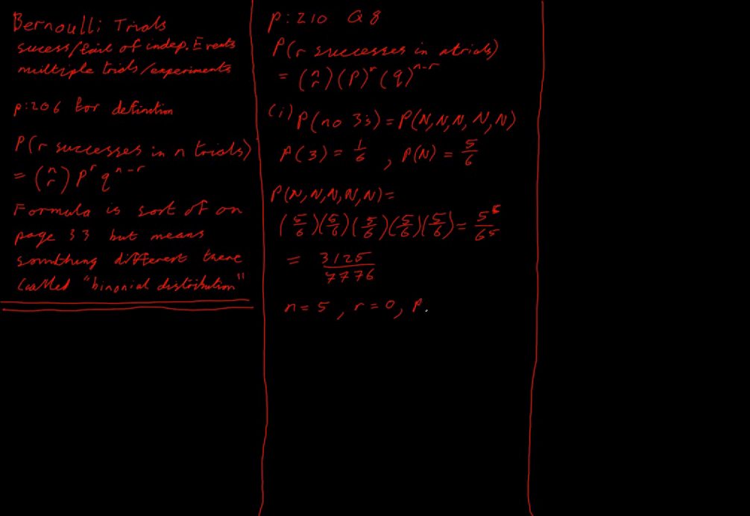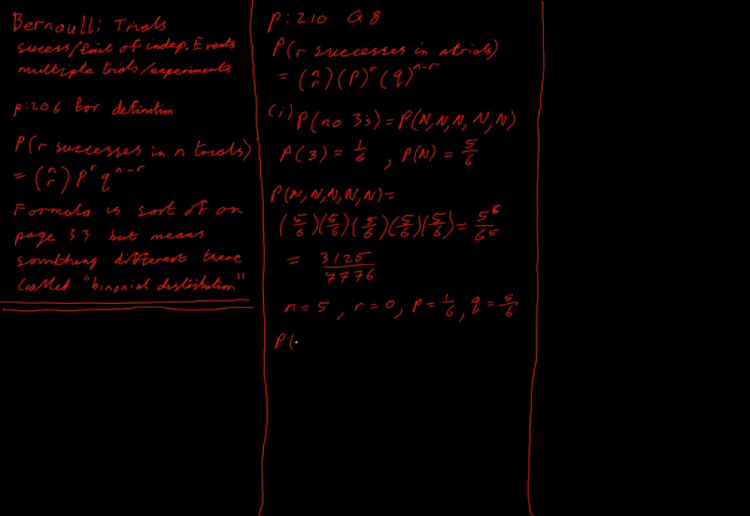P is going to be the probability of success. That is going to be the probability of getting a 3, which is going to be 1/6. And the probability of failing to get a 3 is going to be 5 out of 6. I've now defined all of my different terms for my probability.